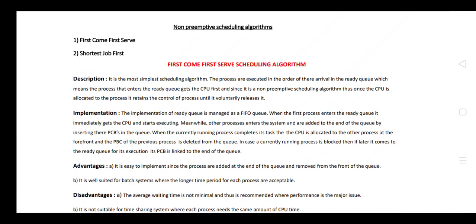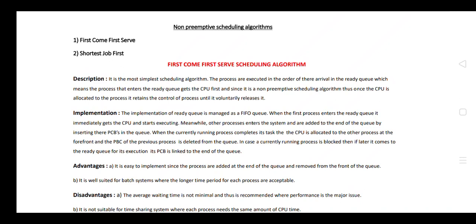So what happens in the first come first serve scheduling algorithm? It is the simplest scheduling algorithm, and the processes are executed in the order of their arrival in the ready queue, which means that the process that enters the ready queue gets the CPU first. Since it is a non-preemptive scheduling algorithm, once the CPU is allocated to the process, it retains control until it voluntarily releases it. So this is called first come first serve.